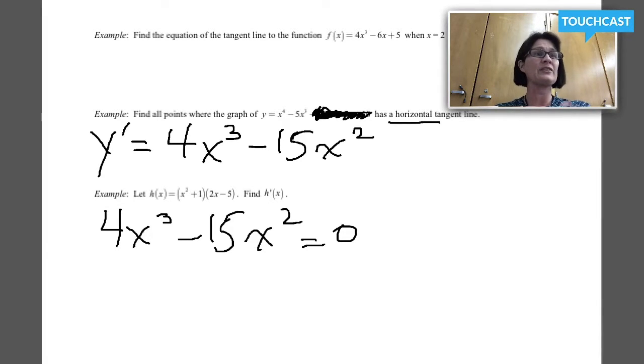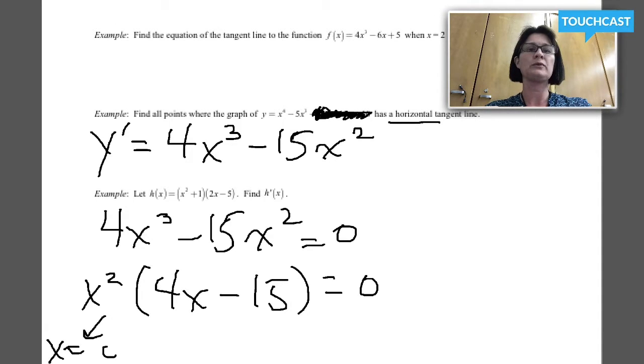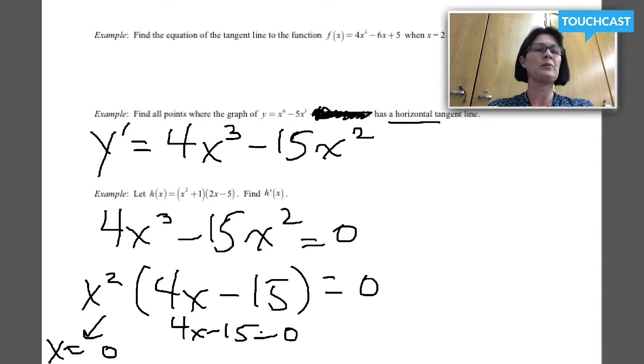So I'm going to factor. I already have a 0 on one side. I'm going to factor out a common factor, which in this case is x squared. That gives me 4x minus 15. So now that I've factored, I can write two separate equations. That means either x squared equals 0, which means x equals 0, or 4x minus 15 equals 0. That tells me that x is equal to 15 over 4.